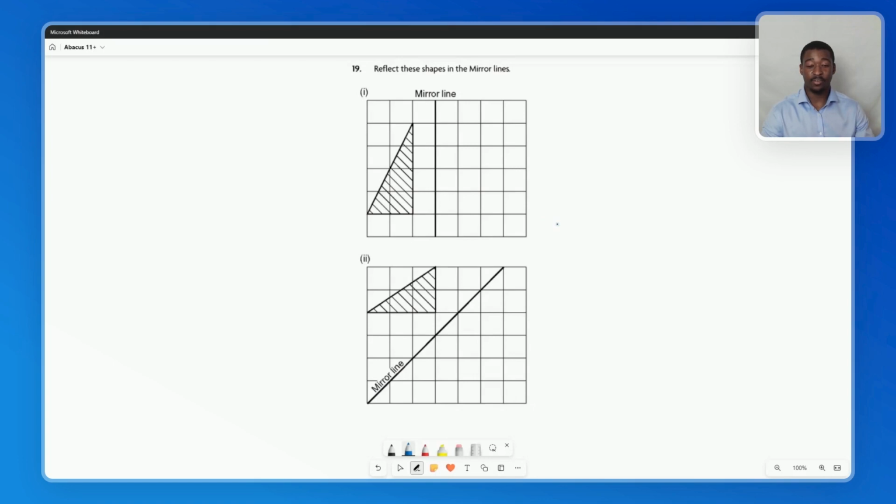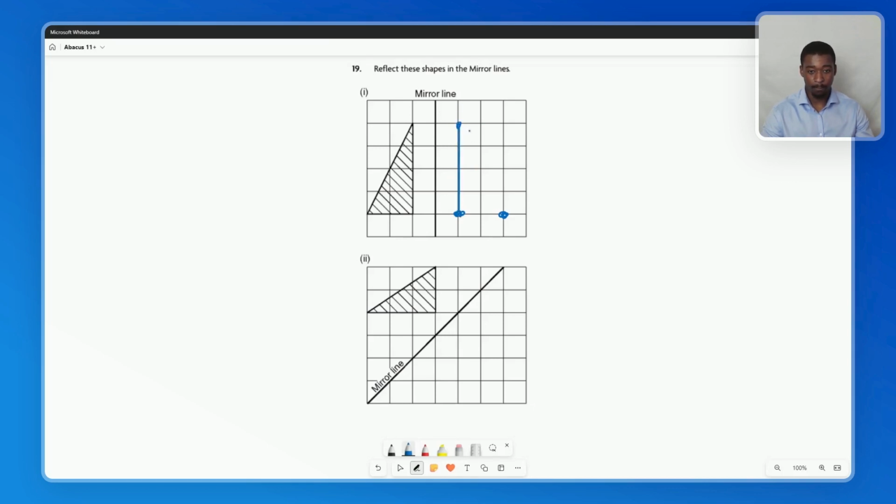Okay, so now we have some shape reflection questions. So we have this shape here, and we're going to reflect this in this mirror line. So best way to do this is to do it point by point. So here it's 1 away, so we put 1 away here. Same thing here, 1 away, and then 1, 2, 3. So 1, 2, 3 here. Okay, clean it up and join up these points, and we should get the reflected shape.